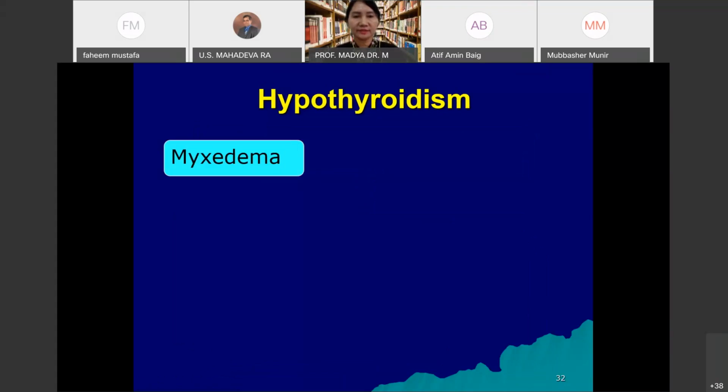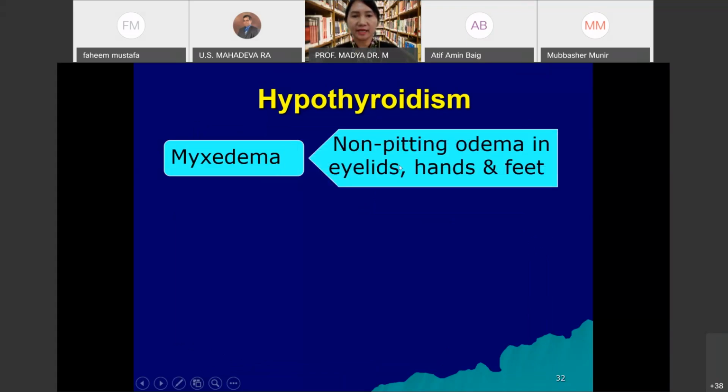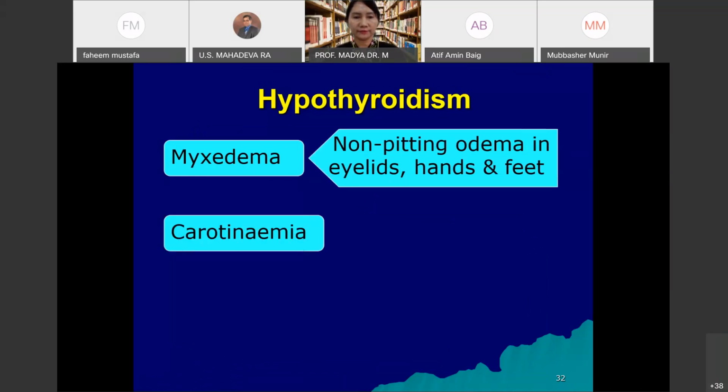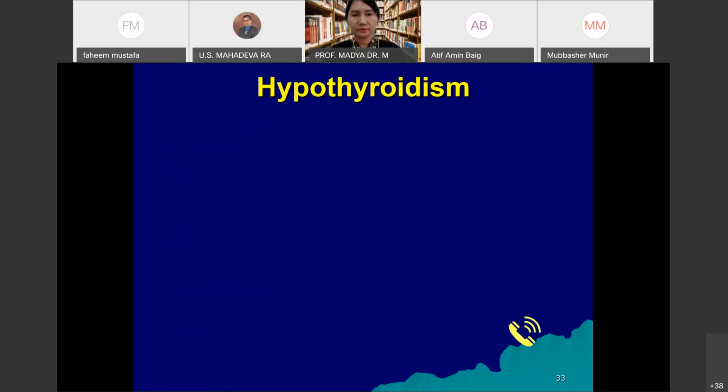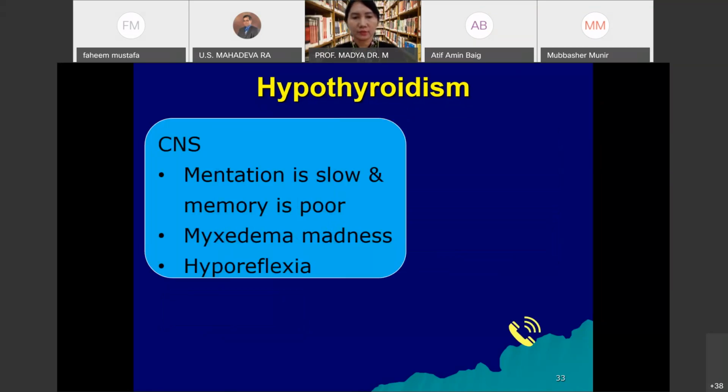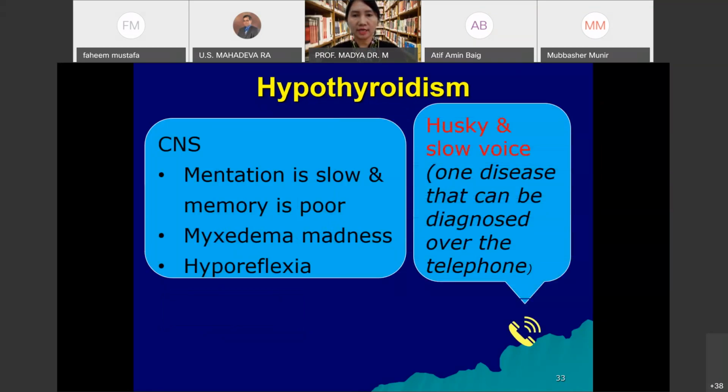So myxedema is a non-pitting edema in the eyelids, hands, and feet. It is different from heart failure. The consequences of carotenemia: there will be yellow skin, but not in the sclera. Constipation is the consequence of the decrease in secretion and motility of the GI tract. A peculiar feature of hypothyroidism is the husky and slow voice.